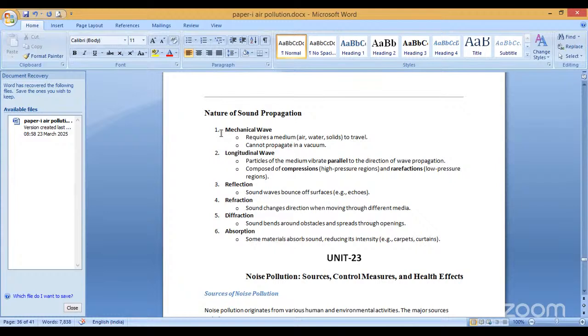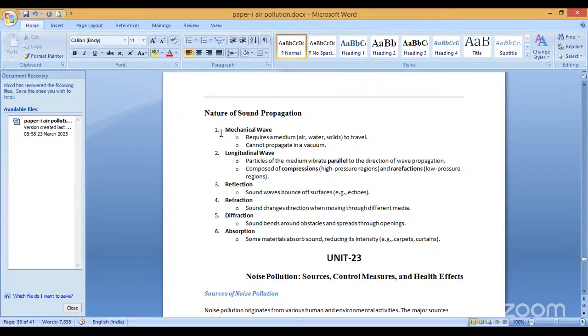The next one is reflection: the sound wave bounces off a surface. The next one is refraction: sound changes direction when moving through a different medium.